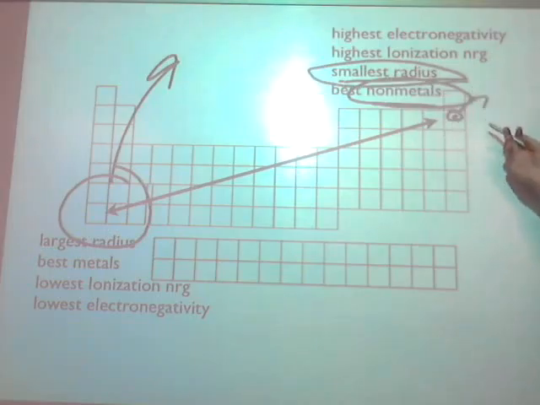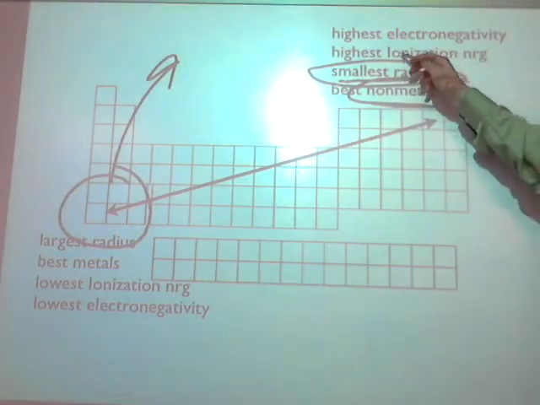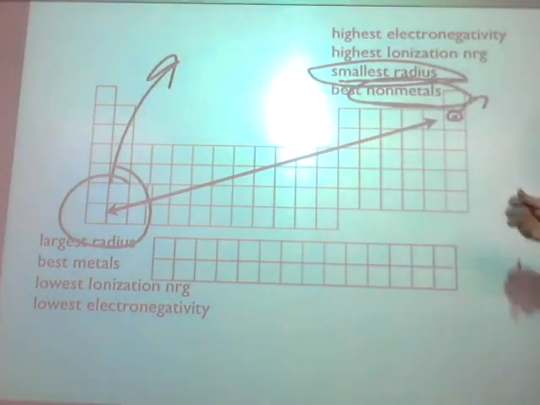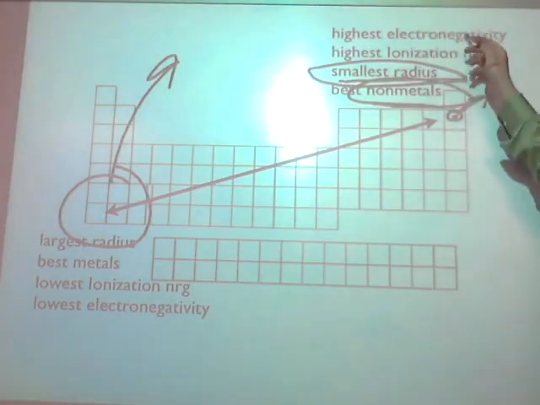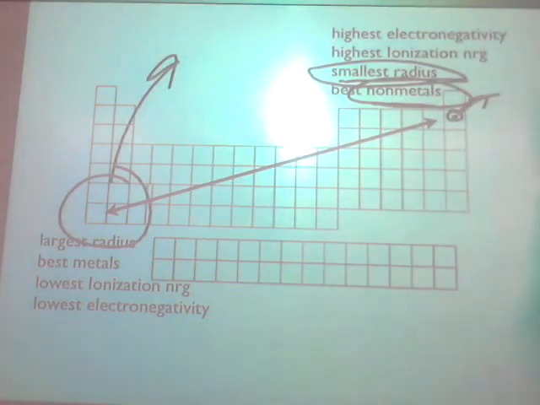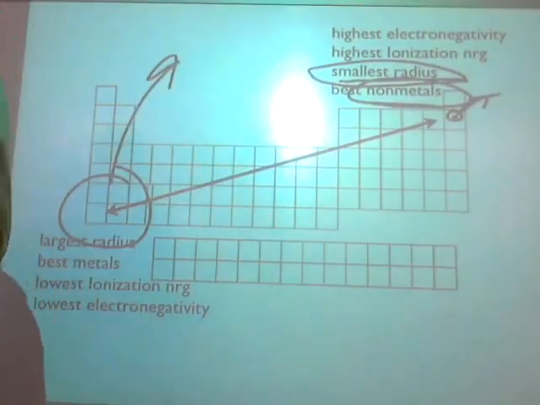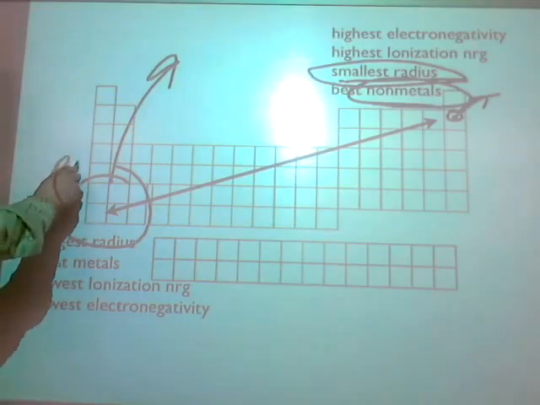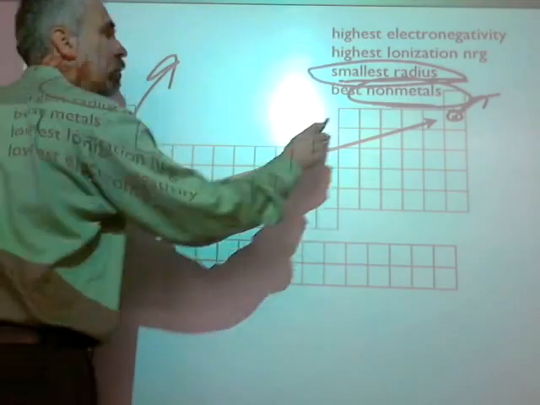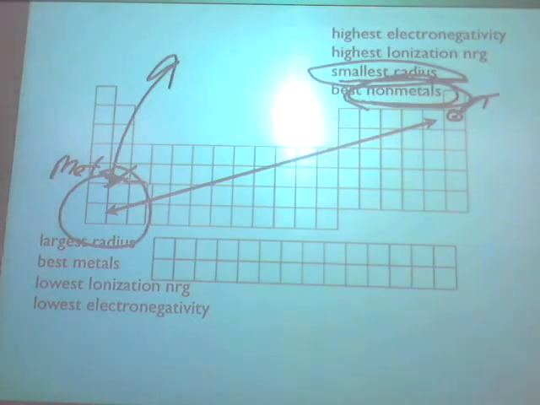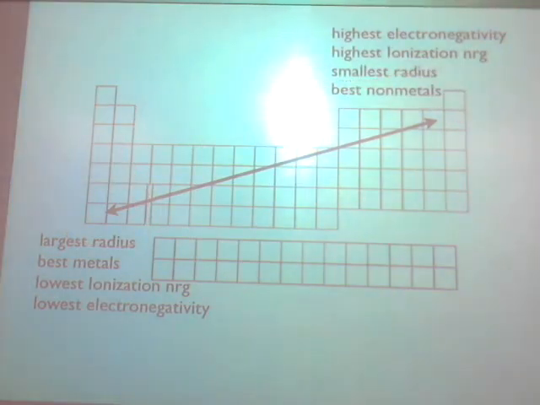Smallest radius. I already talked about that for the last 5 minutes. Ionization energy. How much energy it takes to remove an electron? It's going to be harder to remove this guy. Electronegativity. What's that mean? The attraction of an atom for shared electrons. They're going to be attracting theirs more over here than these guys are over there. And that's why these are your best metals and these are your best nonmetals. Makes complete sense. Okay.